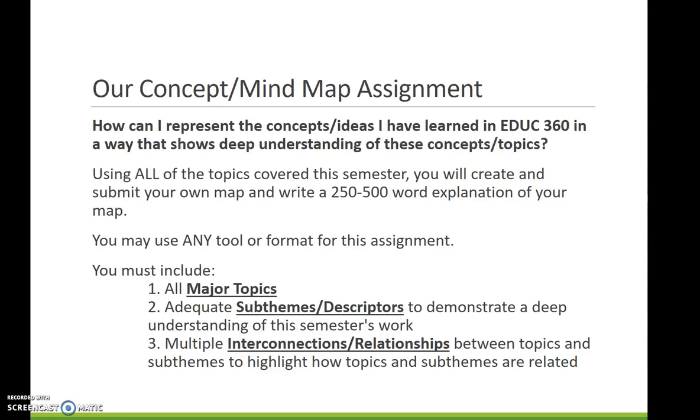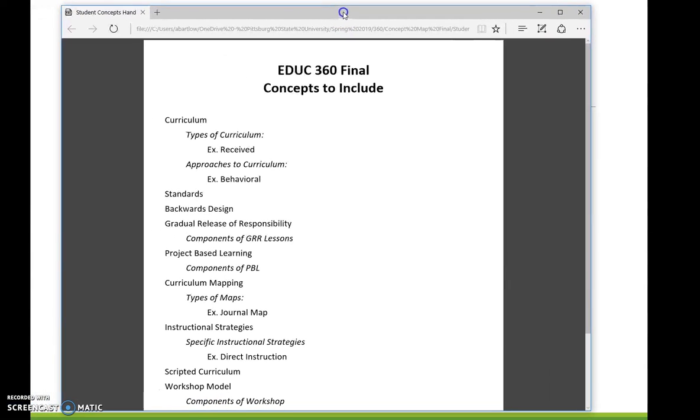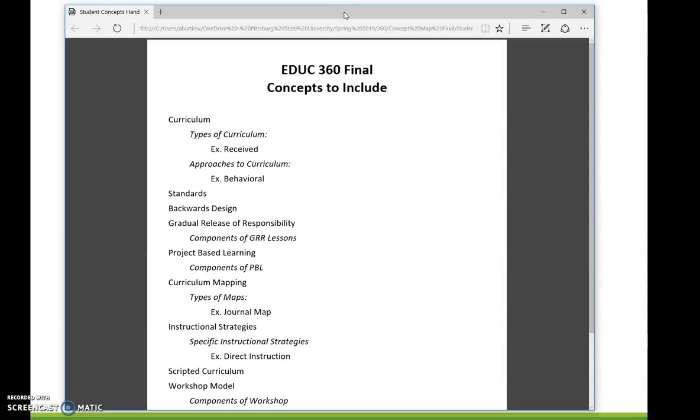For this assignment specifically, you need to include all major topics. And I have included those in the assignment details on Canvas. I'll pull those up when I'm done with this part. And I'm going to show them right now. So here are the main concepts that you need to include. These are the major ideas.